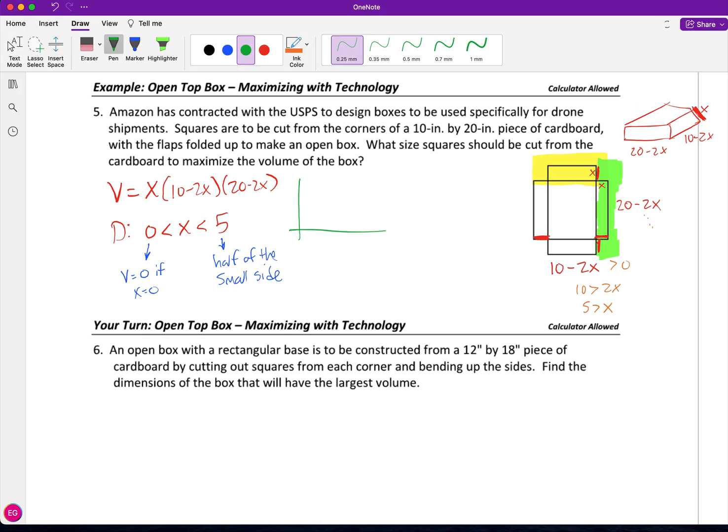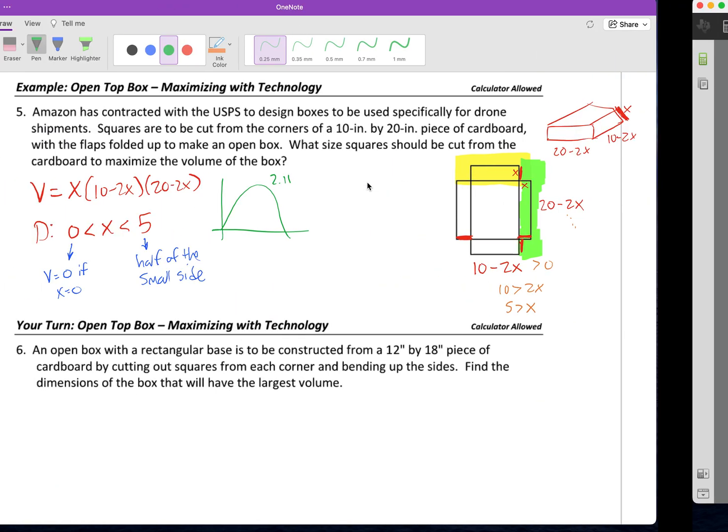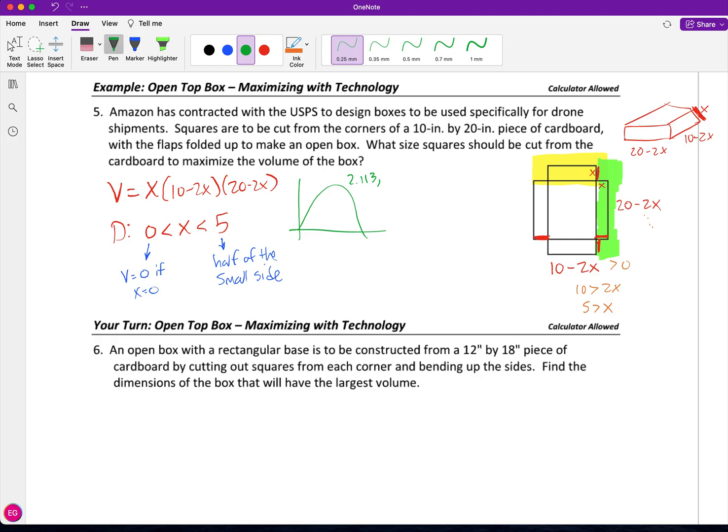So let's draw that little picture over here. Big fan of just drawing the little picture. So, beautiful. And we had 2.11 something. I forgot what the other number was. 3 by 192.450, blah, blah, blah. All right. And this was x comma v. So I put an x value in. The y value is really the volume.